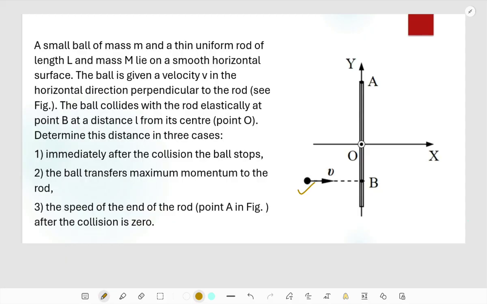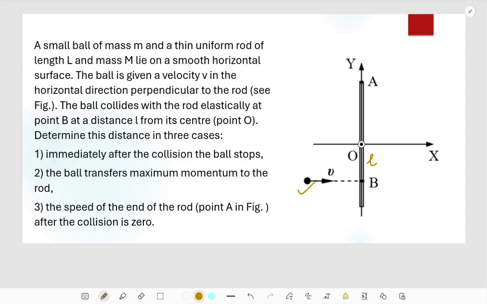The ball collides with the rod elastically. That means it's a case of an elastic collision at point B at a distance L from its center. Center is at point O. Determine this distance, that means L, in three cases. The first case is immediately after the collision, the ball stops. Second case is the ball transfers maximum momentum to the rod. And the third situation is the speed of the end of the rod after the collision is equal to 0.